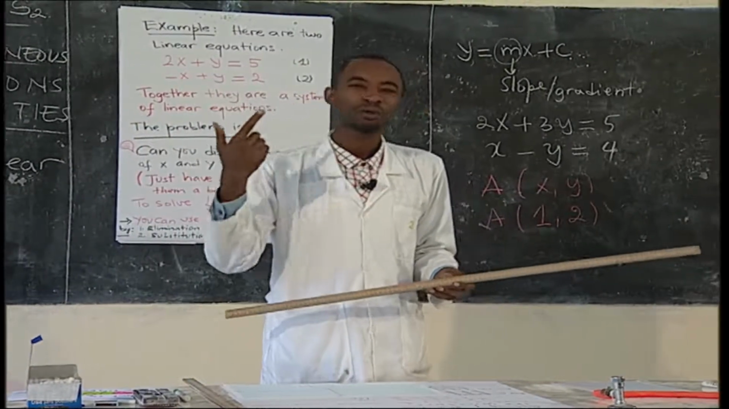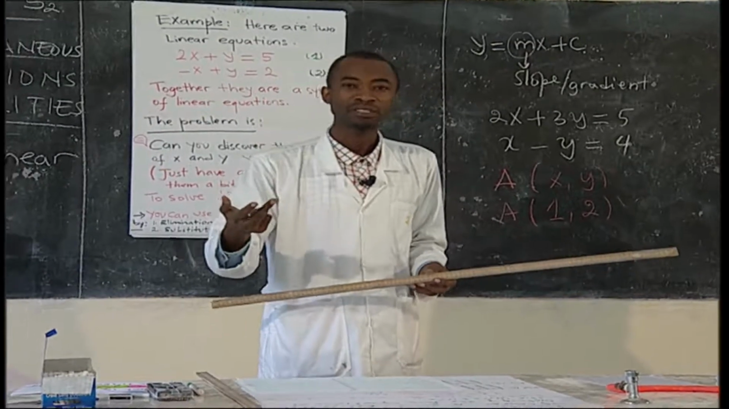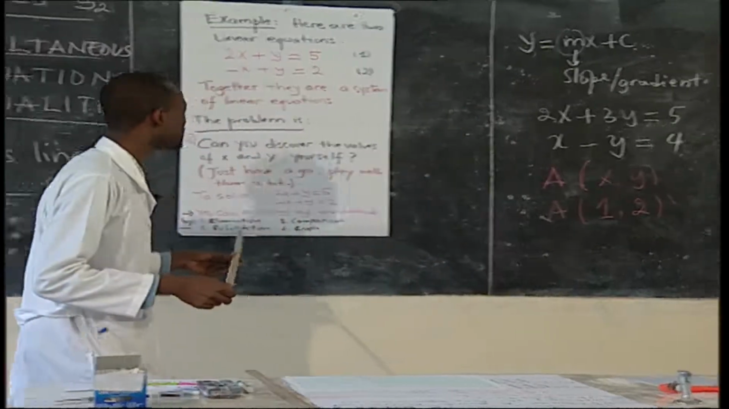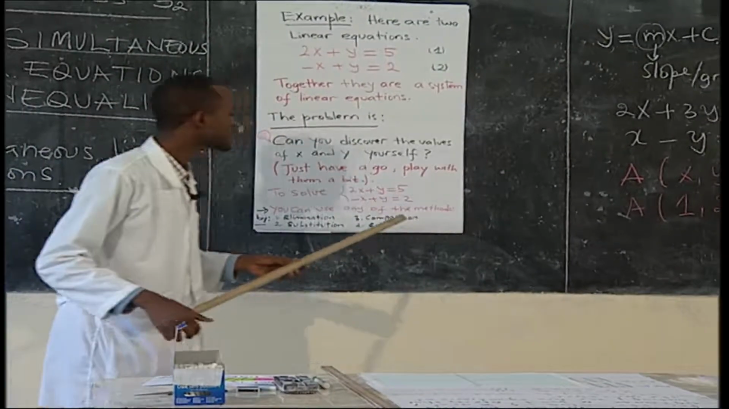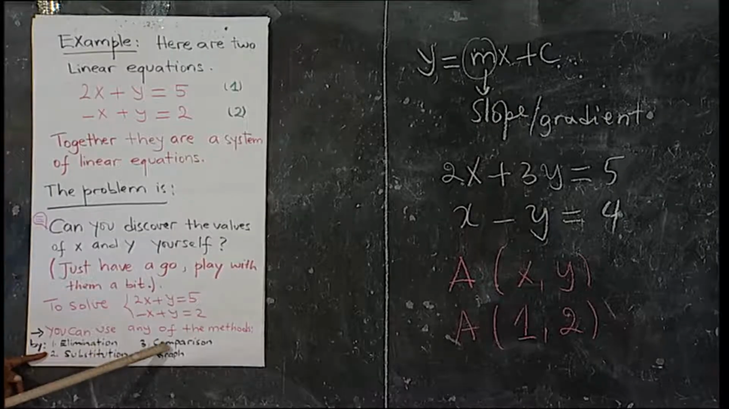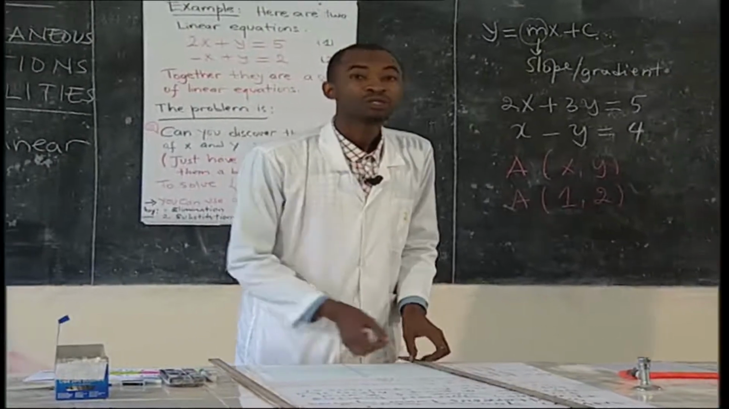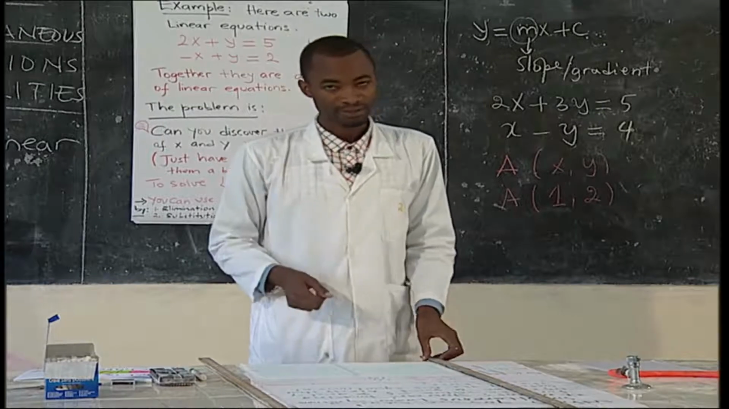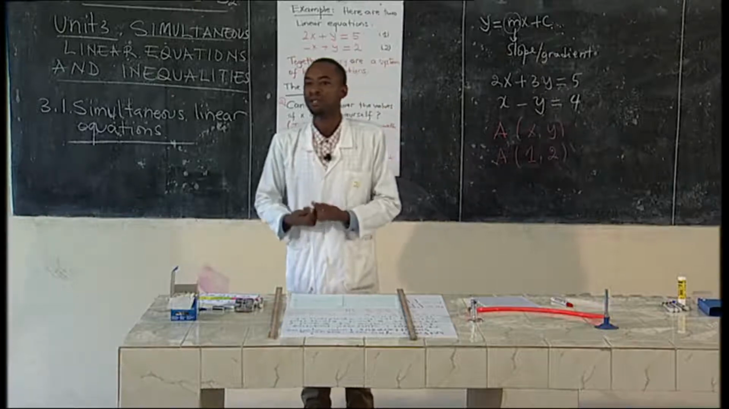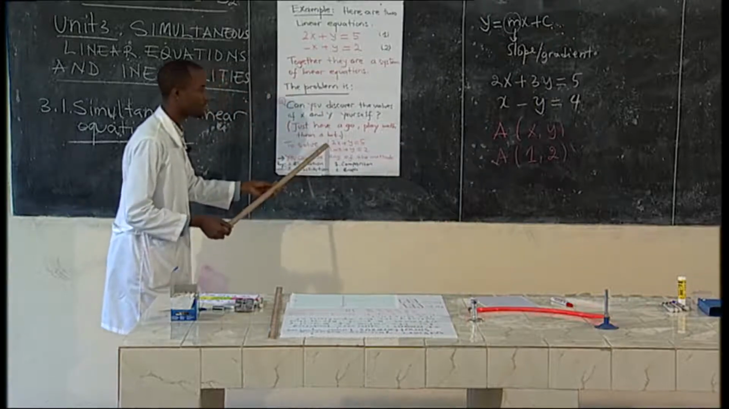You can use what you call a straight line graph method. You can use what you call elimination method. You can use comparison methods. And you can use another one called substitution methods. As I have listed them here, we have elimination method, substitution method, comparison method, and a straight line graph method. Now, today we are going to use one of the methods, not all of them because of time. We will be using a straight line graph method to solve this example we have here.